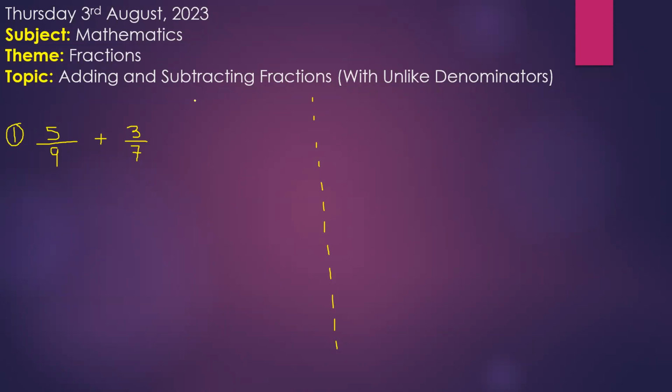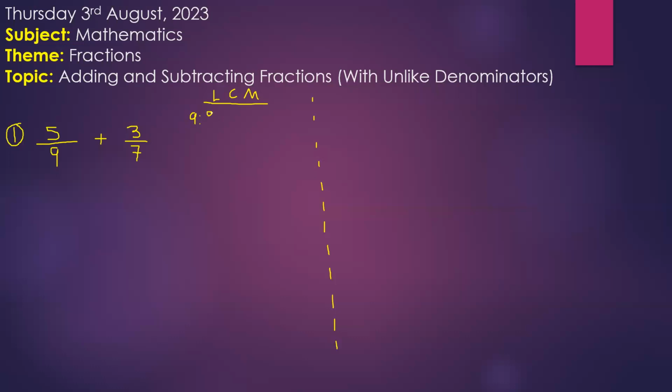Olivia, what's the first thing that we do? Find the LCM of what? Of 9 and 7. Very good. So we have to find the LCM of 9 and 7. What are the multiples of 9? Tia, are you there? Can't hear from Tia. Let me list the multiples then.